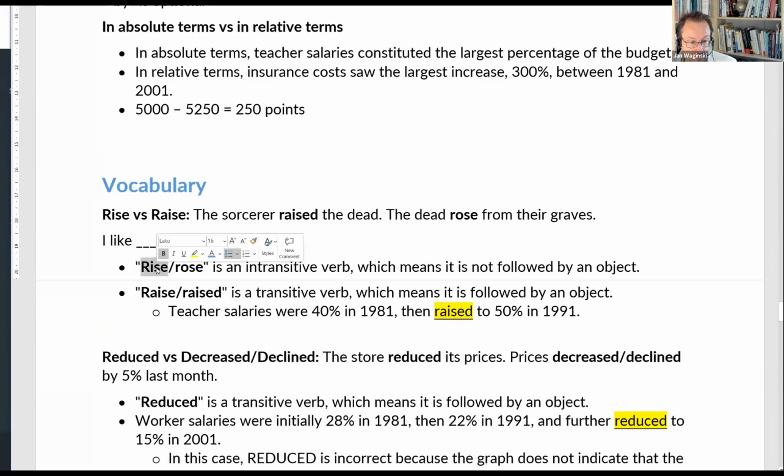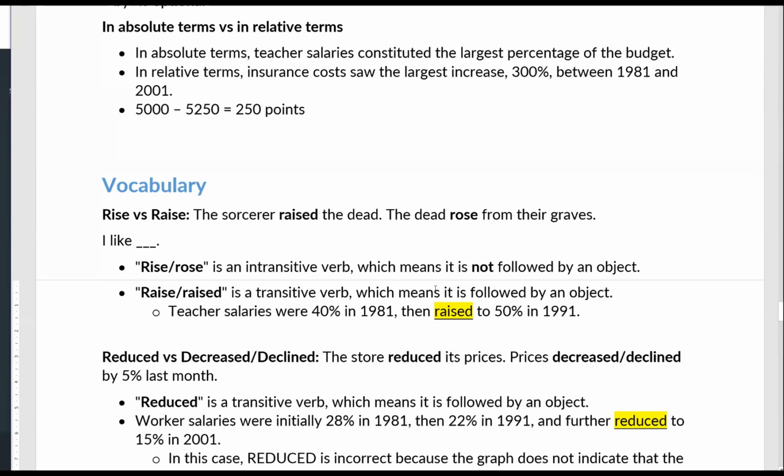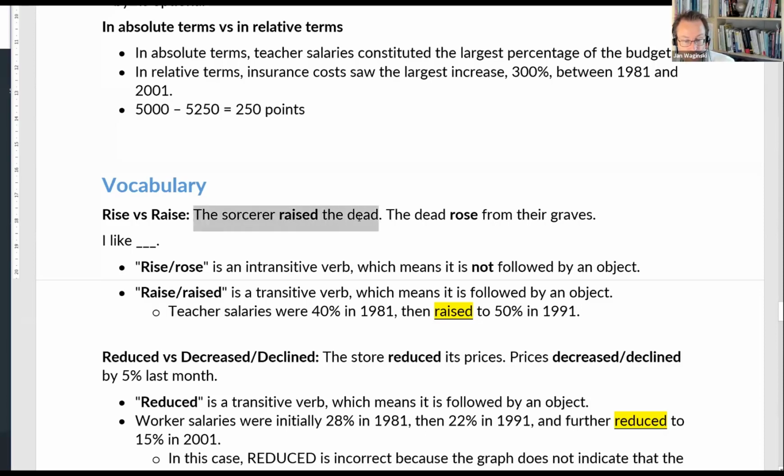Rise, and the past tense rose, is an intransitive verb, which means it's not followed by an object. Raise, past tense raised, is a transitive verb, which means it is followed by an object. This might help you remember: the sorcerer raised the dead. This is an object after. The dead rose from their graves. They didn't rise something, they rose themselves from their graves. This is intransitive. This one is transitive.